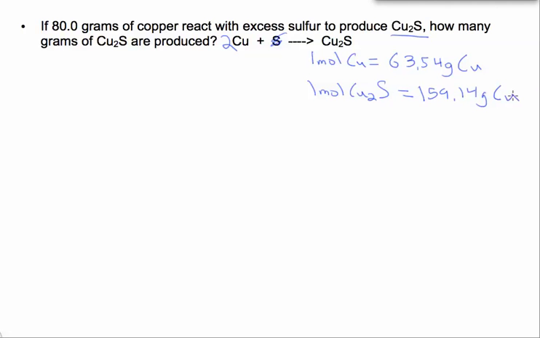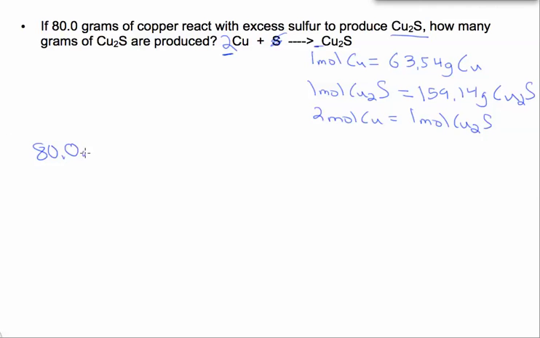And finally, we're going to need the mole ratio to convert between moles of copper to moles of Cu2S. So we're going to look at our balanced equation. So 2 moles of copper equals 1 mole of copper 1 sulfide. Now all we have to do is the dimensional analysis.